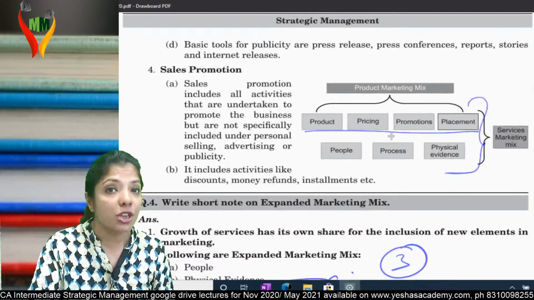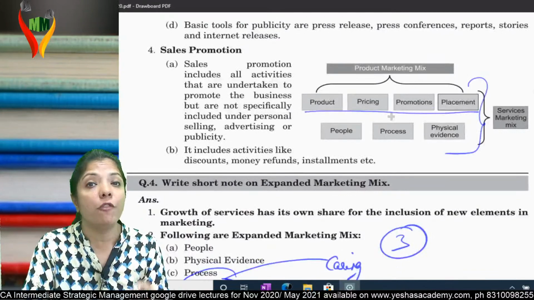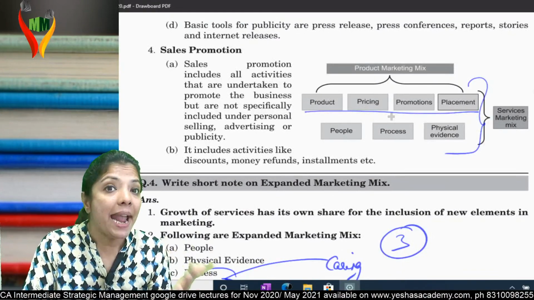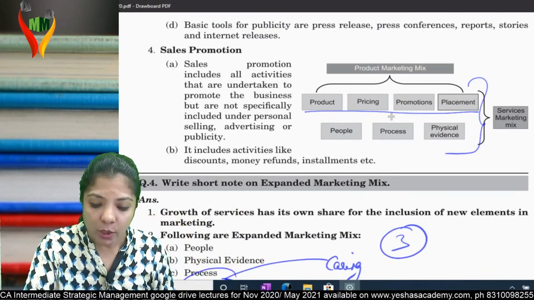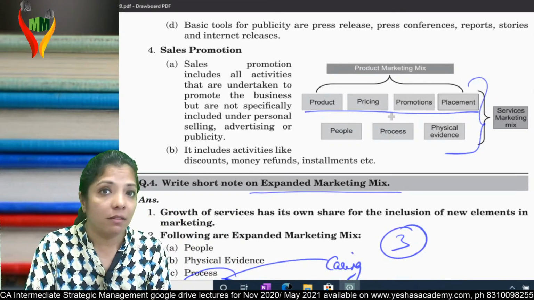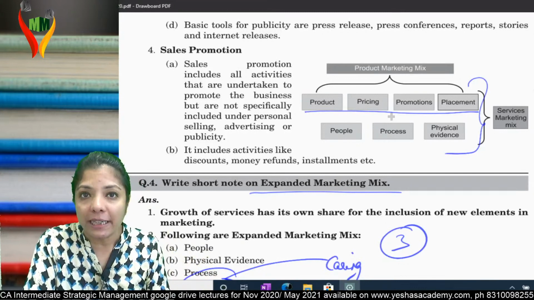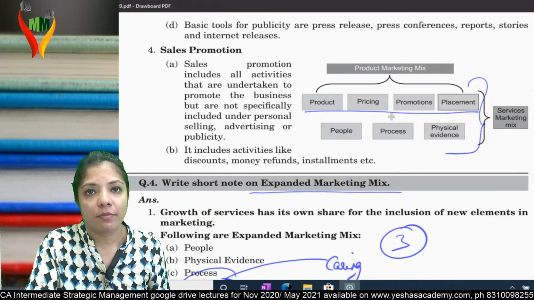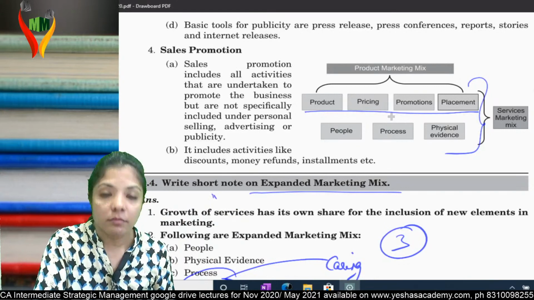So come to question number 4. Write one more question for question number 4. See, either they can ask you a direct question, explain expanded marketing mix. Write a direct question, expanded marketing mix. Write indirect question, write in inverted comma.